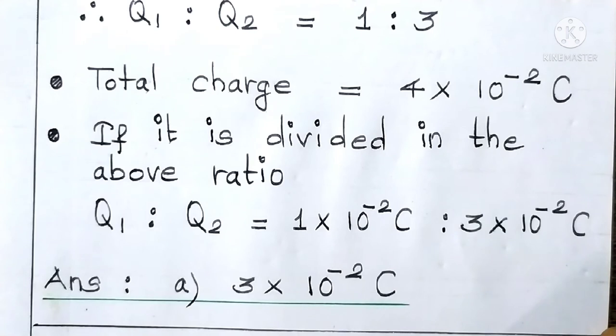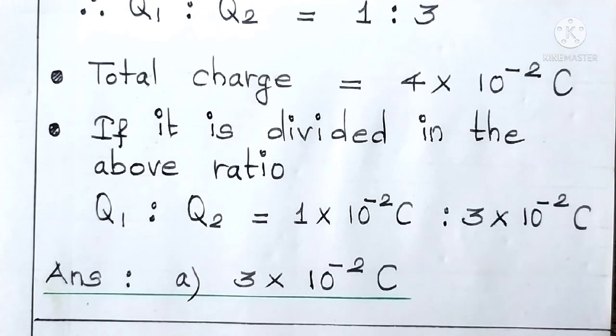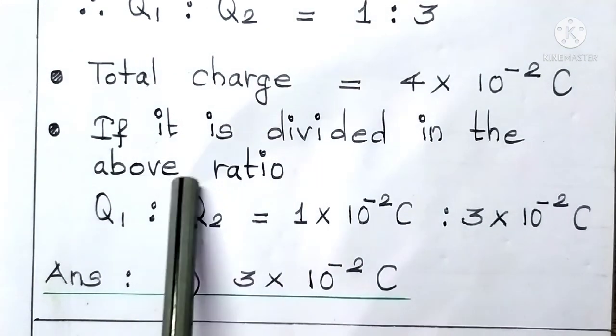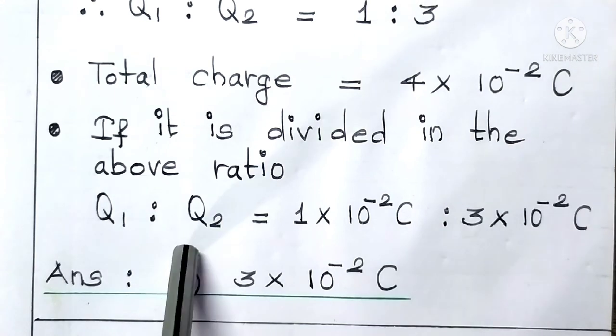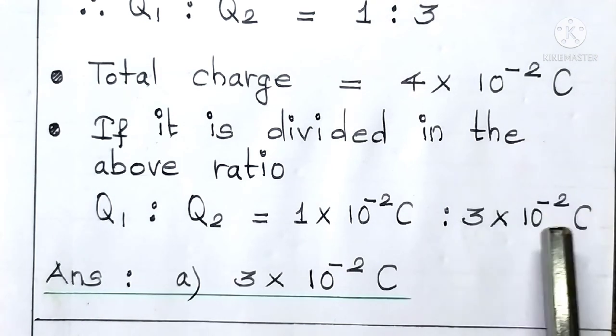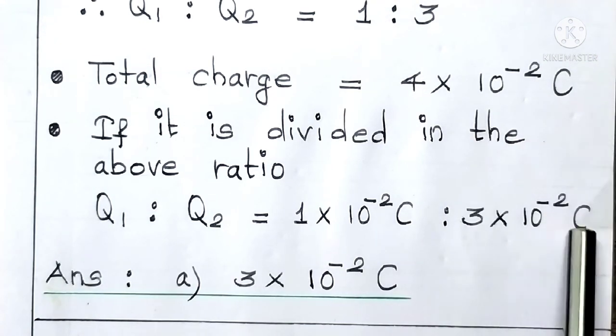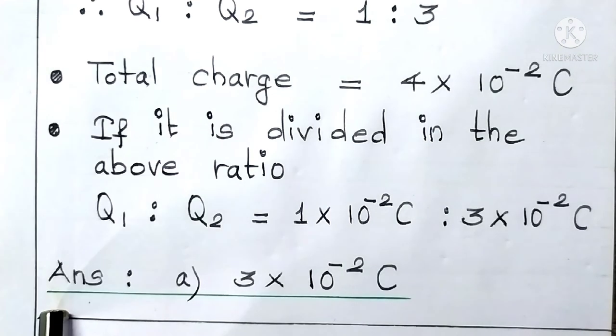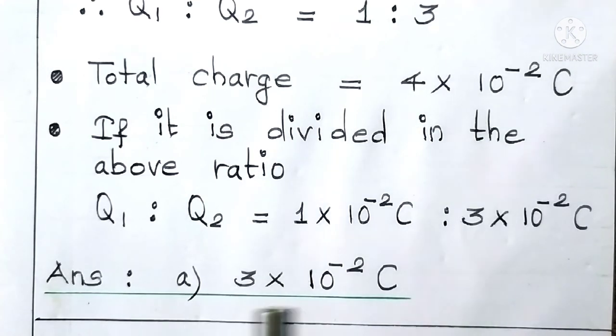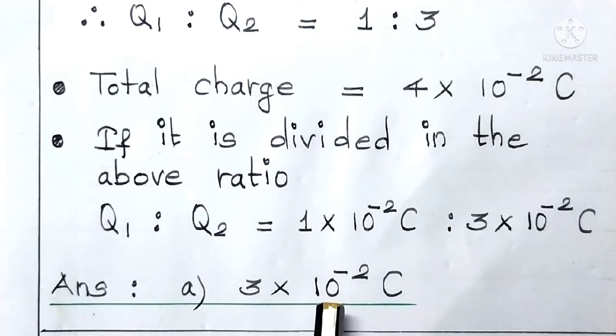So answer. Here, which is the biggest sphere? This Q2 is the biggest sphere. In that biggest sphere Q2, what is the charge? 3 into 10 to the power of minus 2 coulomb. That is the answer. So option A is the right answer, which is 3 into 10 to the power of minus 2 coulomb.